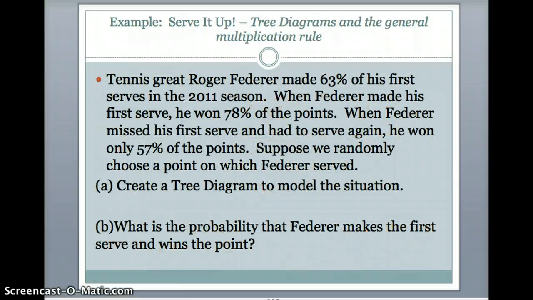So let's take a look at this where not everything has an equally likely chance. So tennis great Roger Federer made 63% of his first serves in the 2011 season. When Federer made his first serve, he won 78% of the points. When Federer missed his first serve and had to serve again, he's going to win only 57% of the points. Suppose we randomly choose a point on which Federer served. Let's create the tree diagram first.